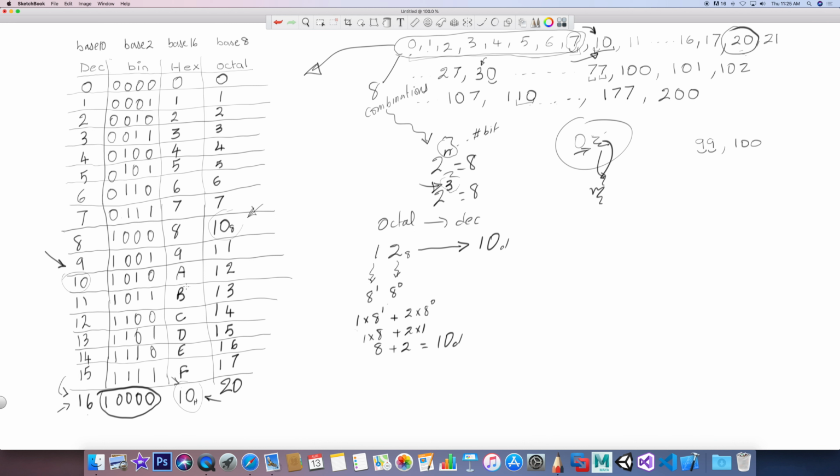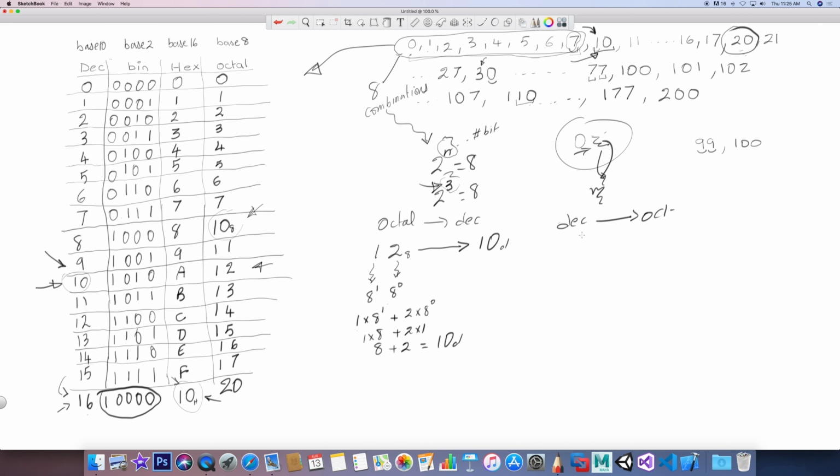And is that true? Sure. So if we look at 12 octal right here, it's 10 in decimal. Fantastic. Can we go the other way around? Can we go from 10 decimal to octal?